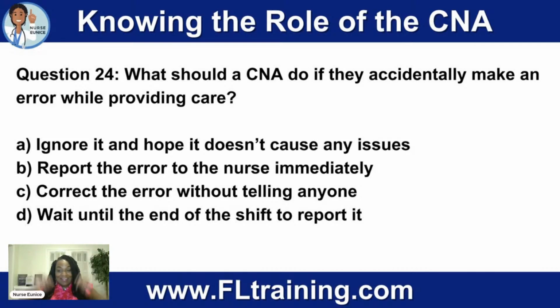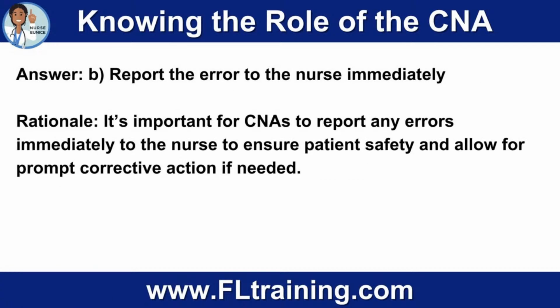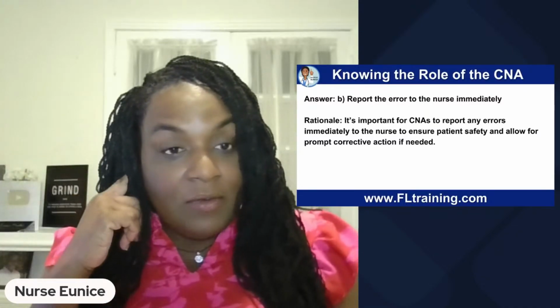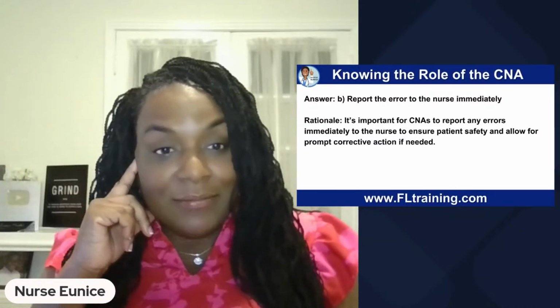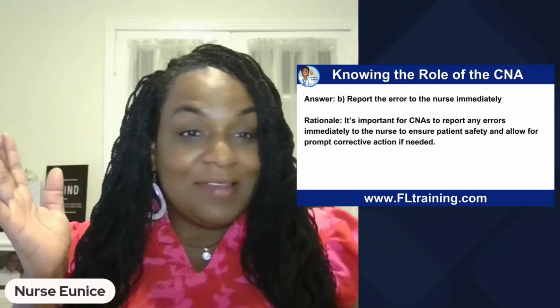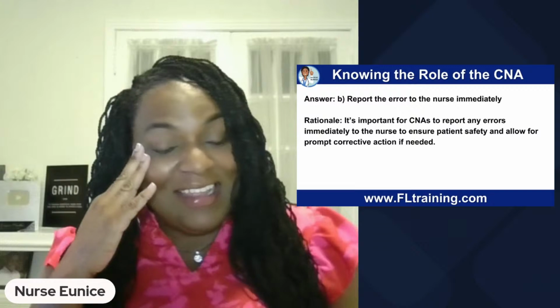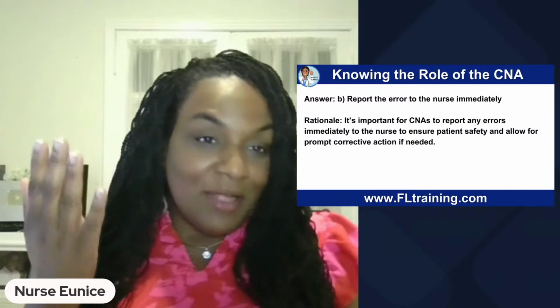And yes, it is B as in boy. You all, we're not trying to get you in trouble. We understand mistakes happen. Report the error to the nurse immediately because that way we could correct it. Okay, so what would be an error? You gave orange juice to somebody who's a diabetic and their sugars were high. It could be something as simple as that. It's like, oh my God, I gave the wrong person the orange juice. Or let's say you forgot to get the blood sugar.